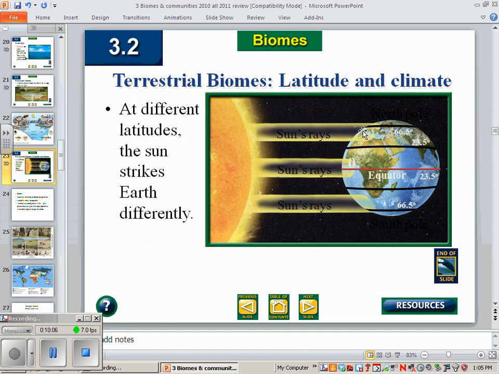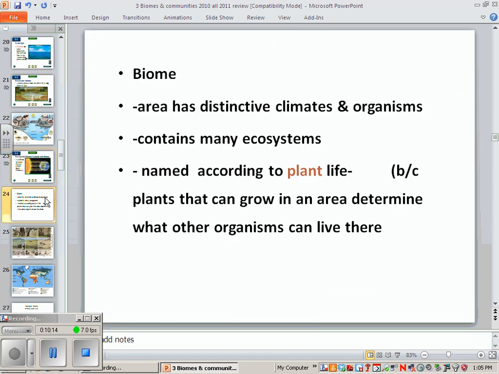Altitude, on the other hand, is going up mountains. You have basically the same impact on organisms going up a mountain as you do going away from the equator. Biomes have distinctive climates and organisms.